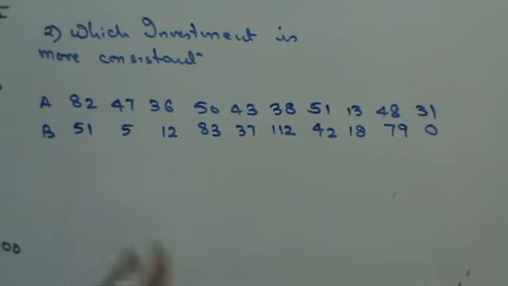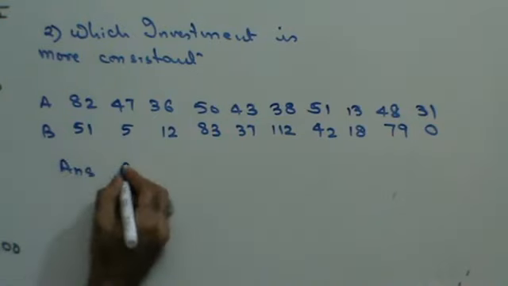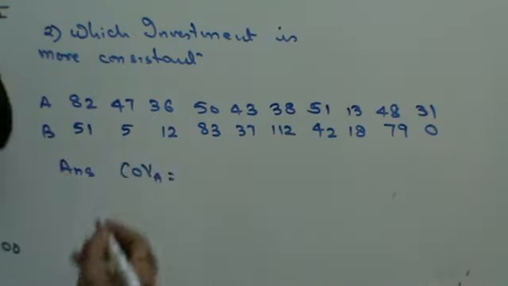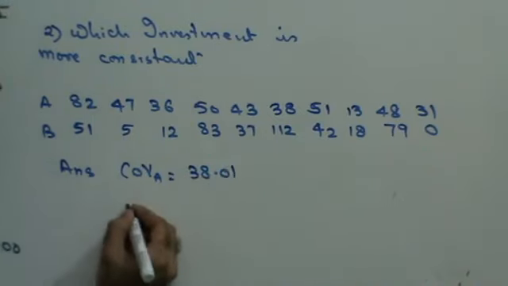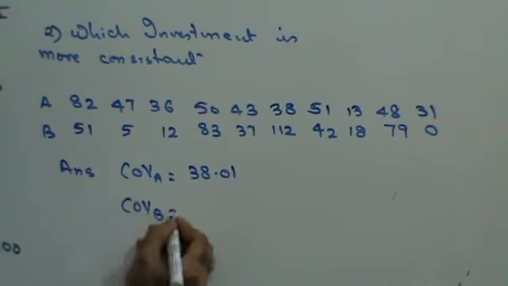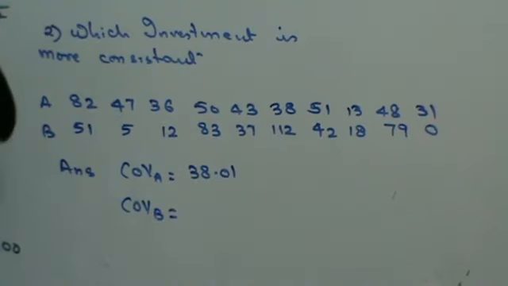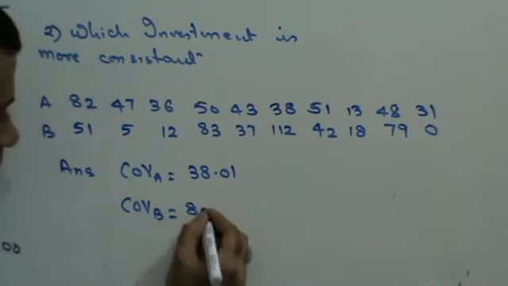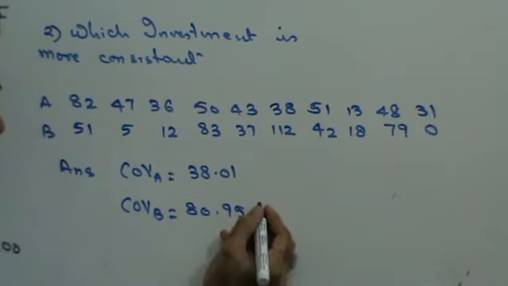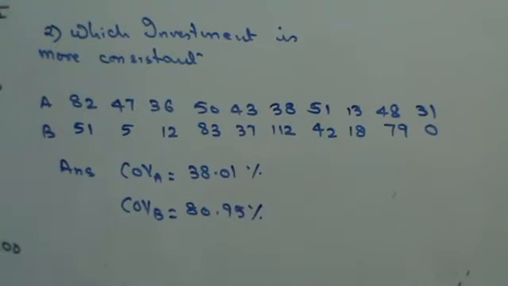The answer for this: you should get coefficient of variation of A as 38.01%, whereas coefficient of variation of B should come to 80.95%. Since coefficient of variation of A is less, hence A is more consistent, therefore A is a better investment.